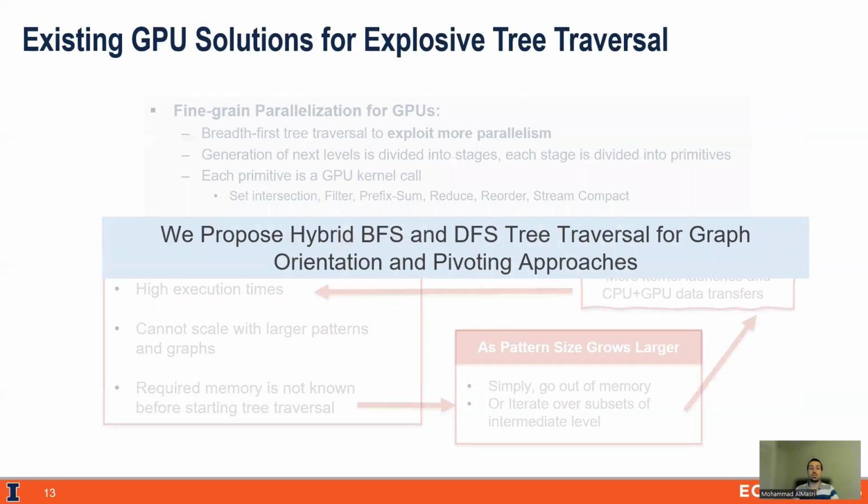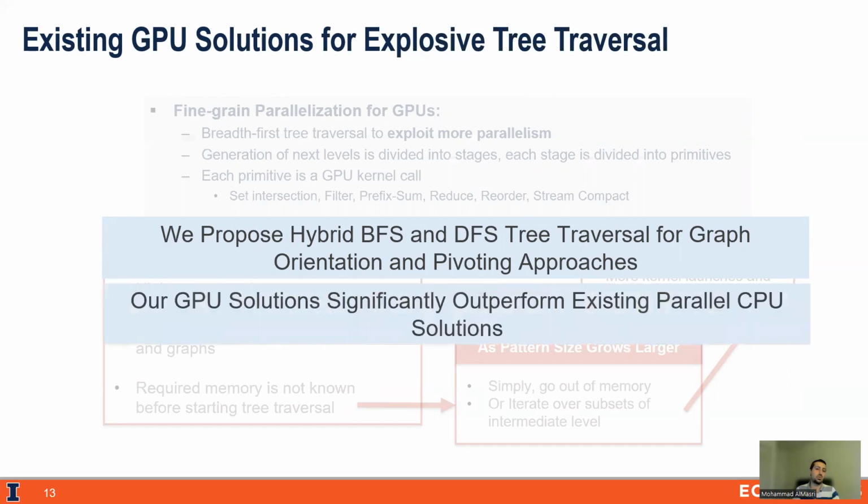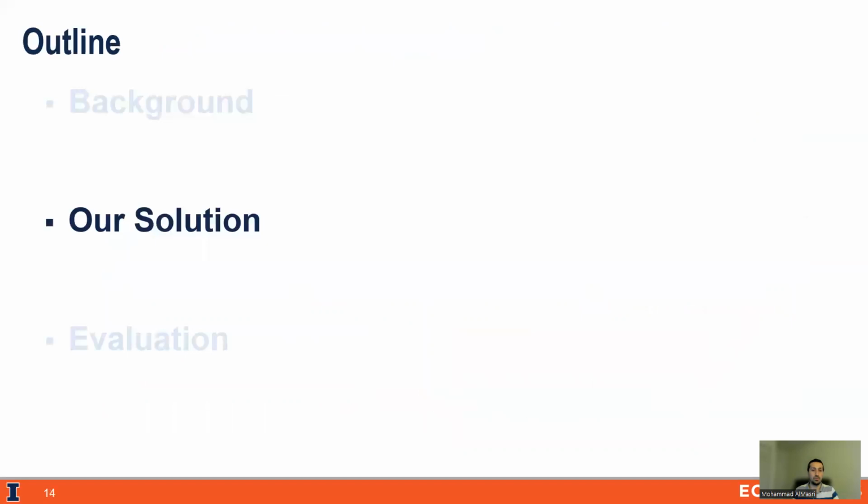So in our solution, we propose a hybrid approach between BFS and DFS. It's mainly BFS for just the initial levels, like the first or second level, and then we use DFS on the GPUs for both the graph orientation and pivoting approaches. As we will show, our GPU solutions significantly outperform existing parallel CPU solutions for the K-Clique counting problem.